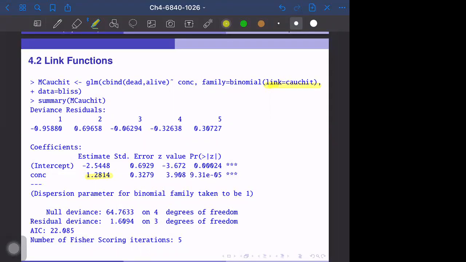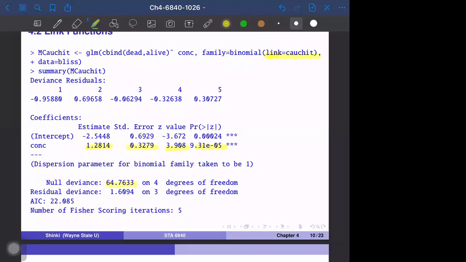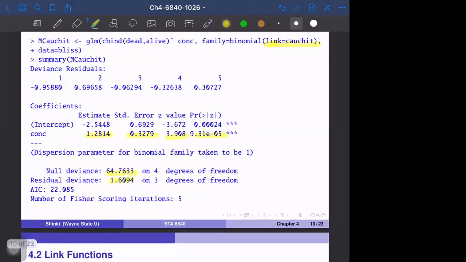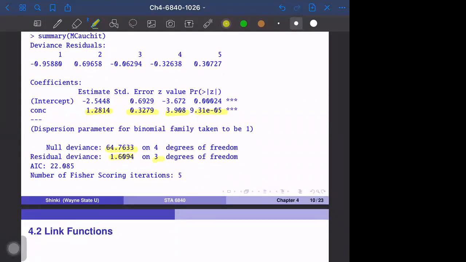So for the Cauchy, we will see, but the Cauchy CDF is a little less steep. So that's why the estimate is probably larger. And the standard deviation is pretty large, so the z-value is smaller, but still highly significant. And the residual deviance is slightly worse than the probit and logit, but still with 3 degrees of freedom, so the expectation is 3 under the null hypothesis.